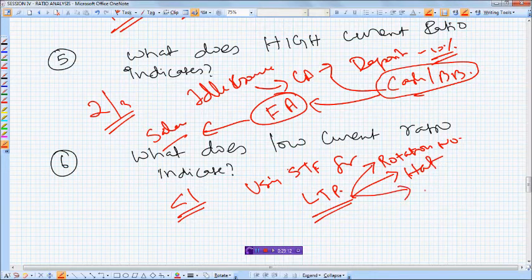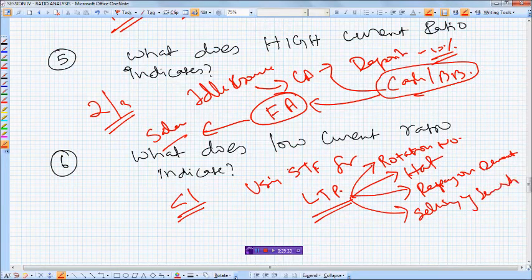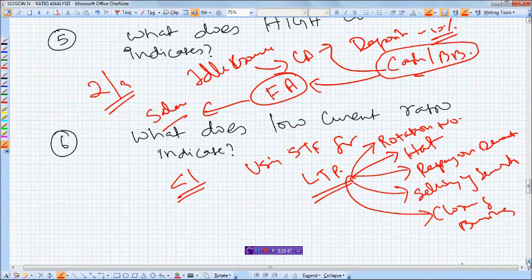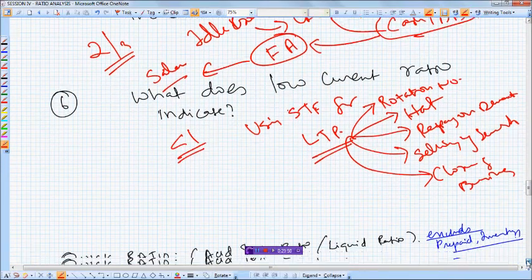Then suppliers have to be paid on time. If they are not paid on time, they will demand payment. They will insist on repayment on demand. You have to repay on demand. So if you don't repay on demand, what will happen? They will ask for selling of the securities. And if the securities are not sufficient to meet their demand, they will ask for closure of business. Then the business has to be closed, and their requirements have to be met. So that is the sign when you come across a low current ratio.